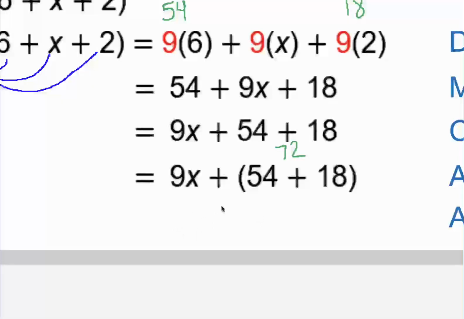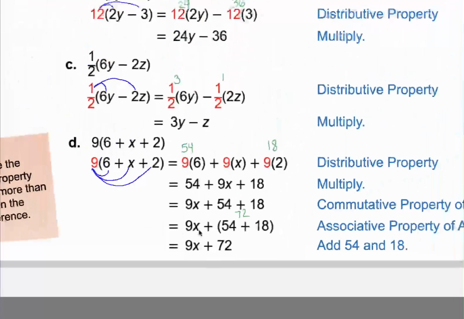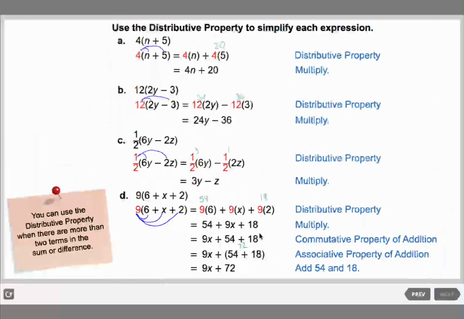72. The expression is just 72? Oh, okay. What about the 9x? We'll add the 9? No, you cannot add the 9. The 9 here is a coefficient. So leave it as it is, 9x. So the expression is 9x plus 72. Great, thank you, my hero.